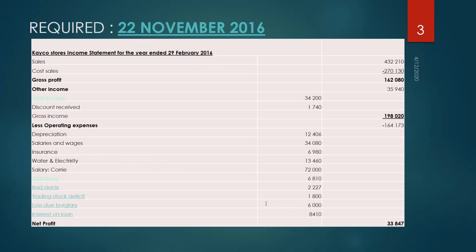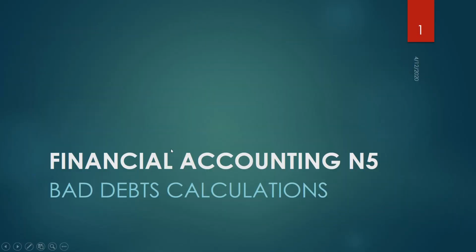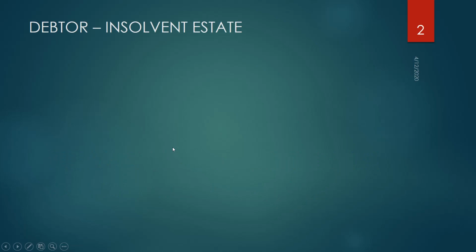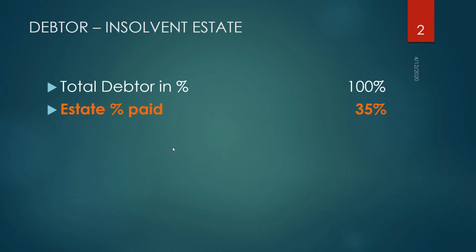Let's quickly go to the calculations. There you go, bad debts. That's the calculation. I clearly wanted to show you how the insolvent debtor estate is split in terms of percentage. I'd like to emphasize that the total debt of the insolvent estate debtor is 100%, and we've since established that only 35% will be recovered by the partnership. If you take the 100% less the 35% that will be recovered, the 65% is the amount that will not be recovered. The 65% relates to the bad debts.